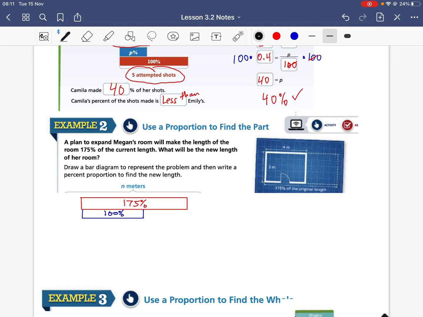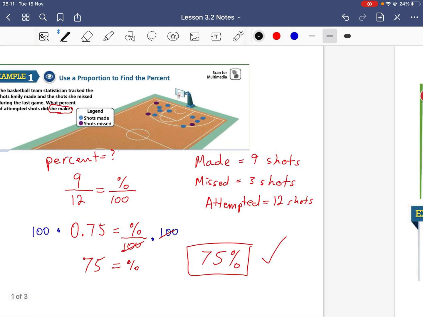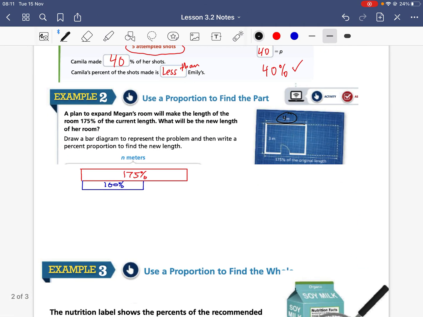What length does her room start off at? So if you look over here, we can see that the length here is 4 meters. It's kind of hard to see, but that is 4 meters. So 4 is our whole. We're starting off at 4, and we don't know what the part is going to be, but we know it's going to be 175% of that.